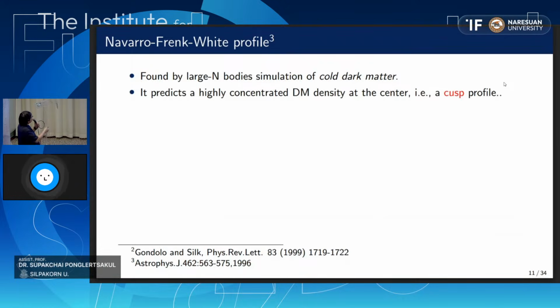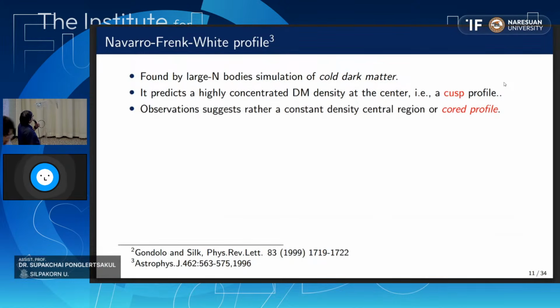And from the start, we found that the Navarro-Frenk-White profile gives us a cusp profile. That means it predicts that at the center of the density profile, the density of the dark matter should be really, really high. However, the observations seem to suggest that there is no spike, or no very, very high density of the dark matter at the galactic center. So rather, we are looking for a core profile instead.